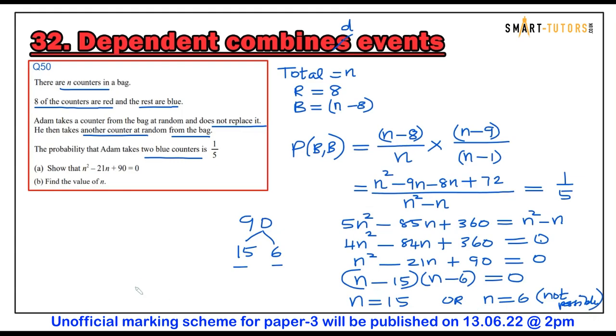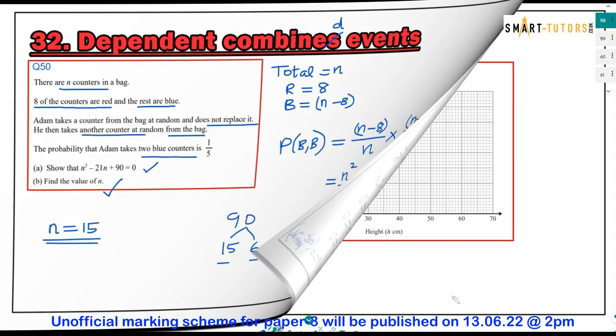Not possible. So the answer for the question, the n has to be 15, is the correct answer. So we have proved the equation. N squared minus 21n plus 90 is correct, and n value is 15. So this is called algebra together with the Venn tree diagram and dependent combined events.